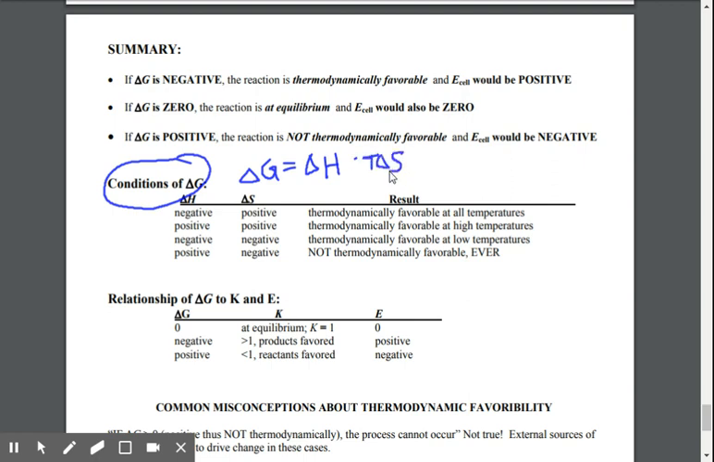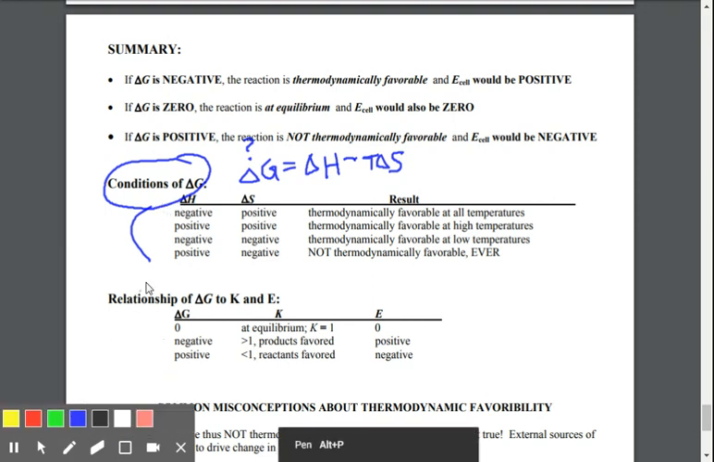Minus T delta S. So I can predict signs for delta H, predict signs for delta S, and plug all of those values in. Well, if I know the sign of delta H and delta S, I can predict what the sign of delta G will be, and that's what this chart is for. I advise you not to memorize the chart, instead make sense of it mathematically. So let's start with this first scenario.